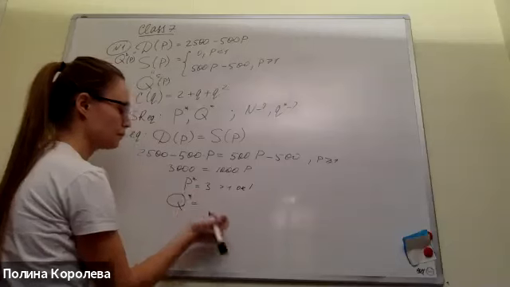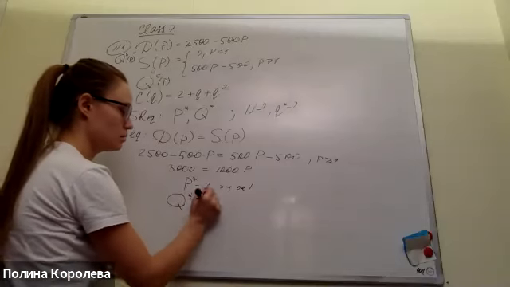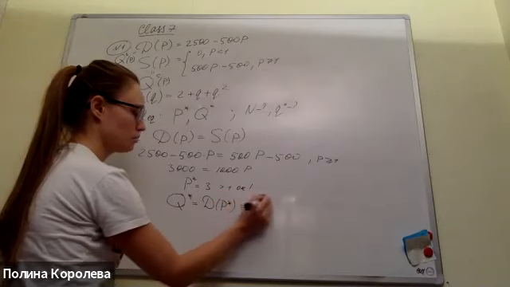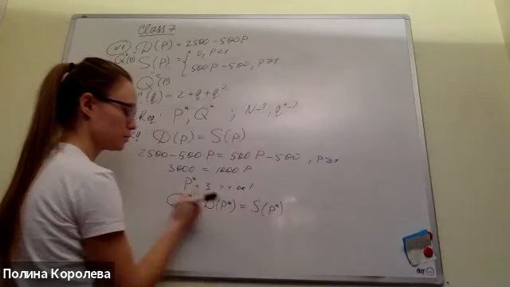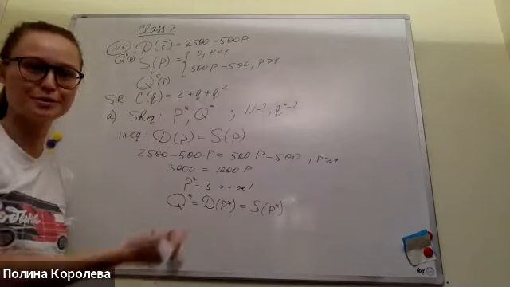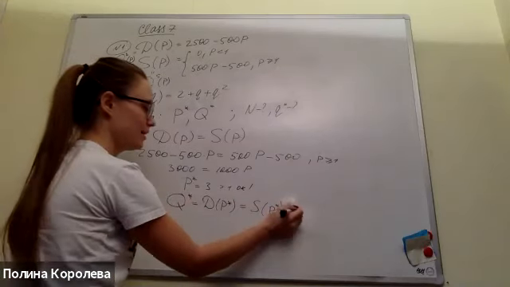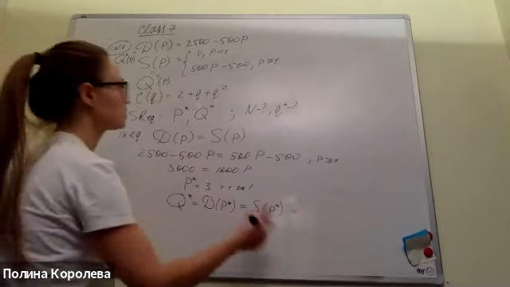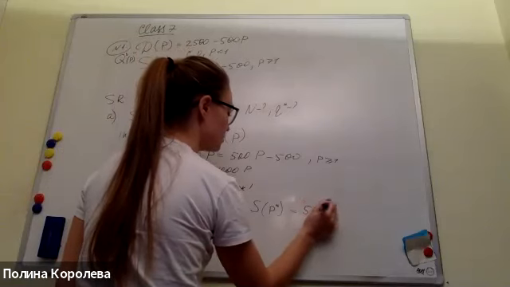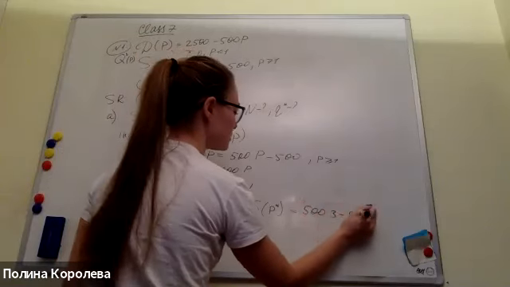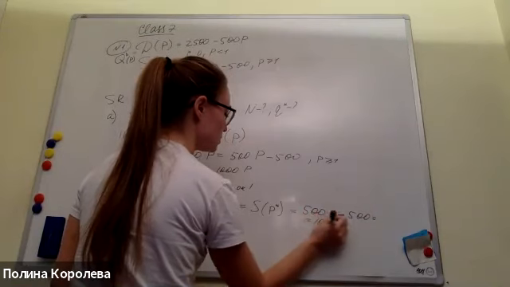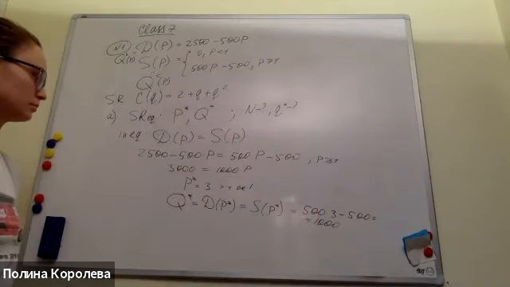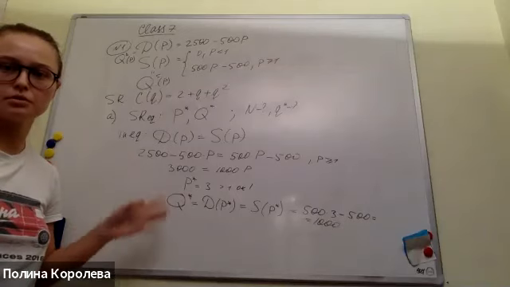We should just put the price in any of the equations and calculate. Yes, you're absolutely right. We can put it into demand or into supply, because for this price they are equal: quantity demanded and quantity supplied. Put it where it is easier to calculate, for example, into supply. 500 multiplied by 3 minus 500. It is 1,000. So we found the short run equilibrium.